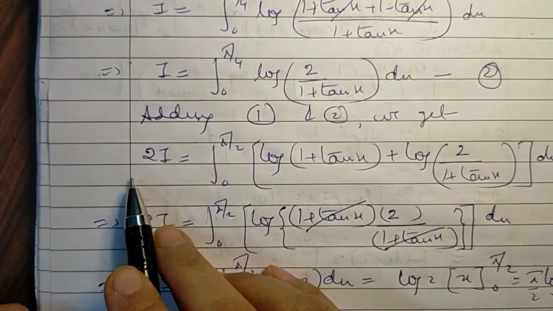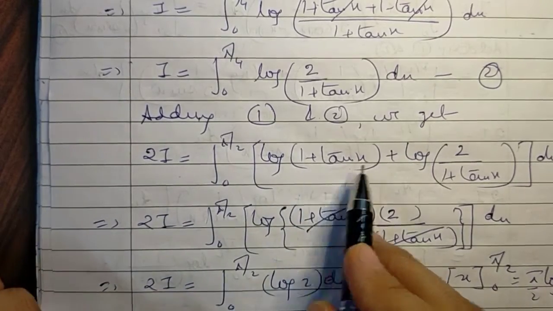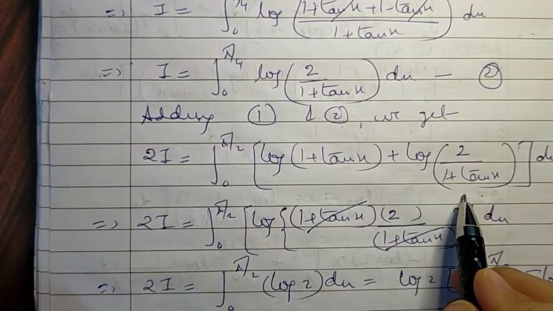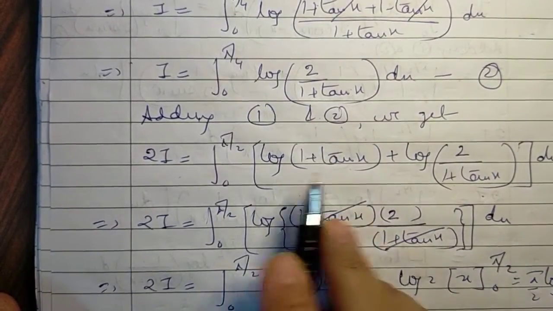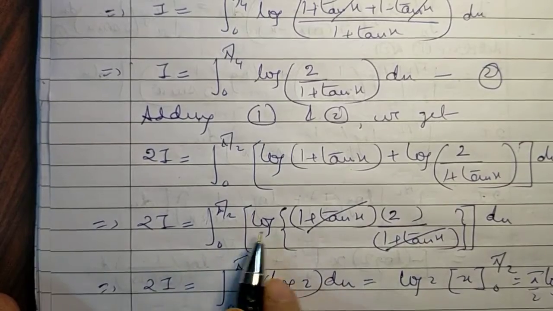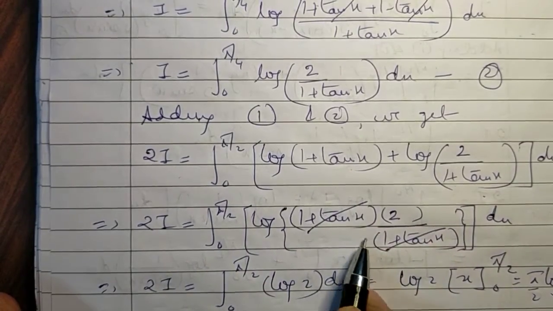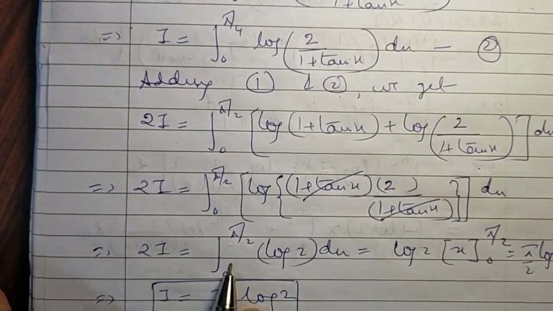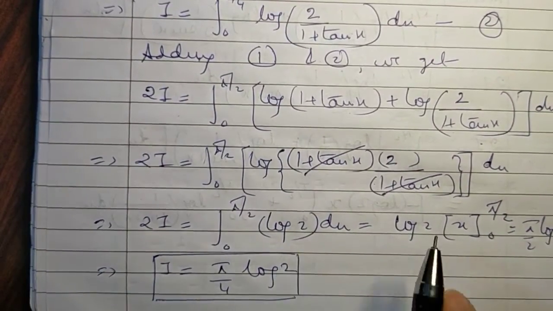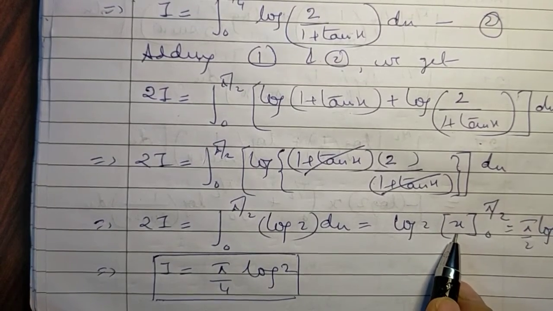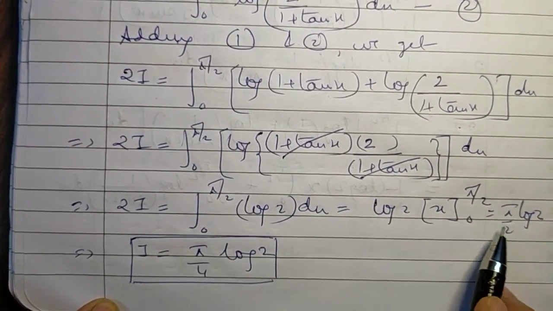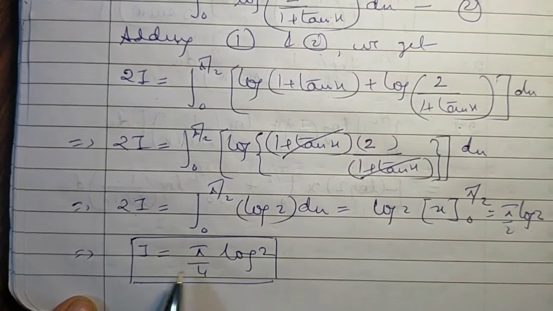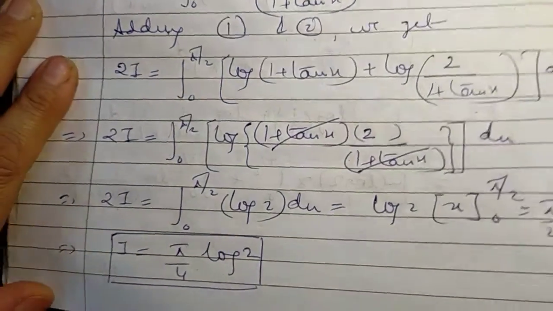Adding 1 and 2, we get 2I is equal to log of 1 plus tan x plus log of 2 upon 1 plus tan x. Using properties of log, the sum of two log functions gets reduced to log of the product of the two inner functions. So we get this, 1 plus tan x gets cancelled and we are left with log 2, which being a constant gives us log 2 into x, which on applying limits gets reduced to pi by 2 log 2, but it is the value of 2I. So I comes out to be pi by 4 log 2.